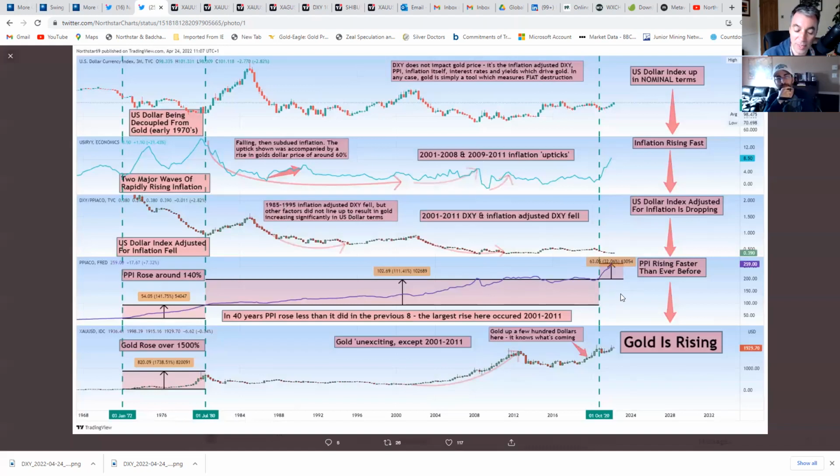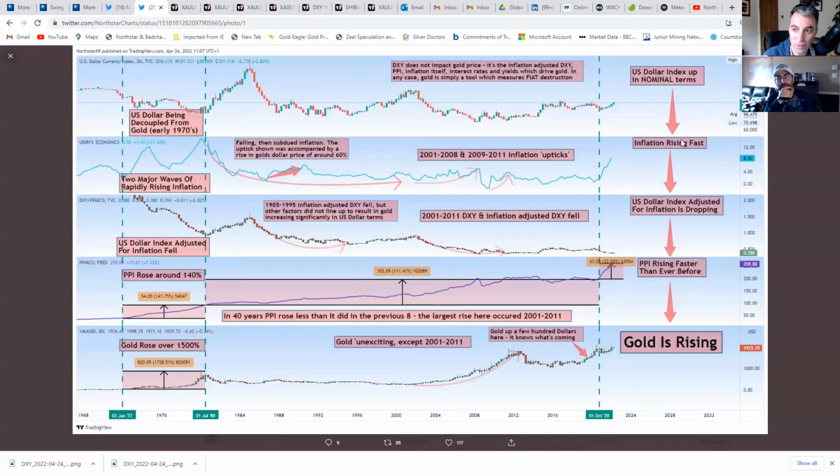And now compare that to what's happening now. The PPI angle of ascent is much steeper than at any point in its history, including the 1970s. So the PPI is rising more steeply. The dollar index adjusted for inflation is falling. Inflation is rising at a steep angle of ascent.